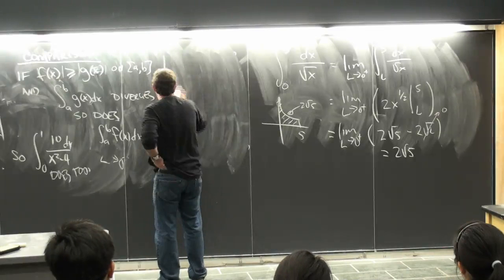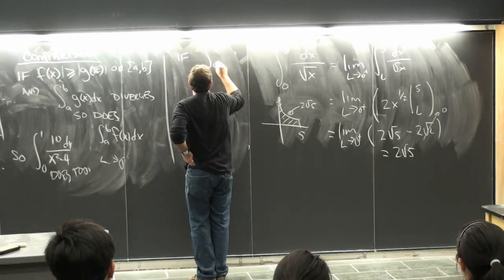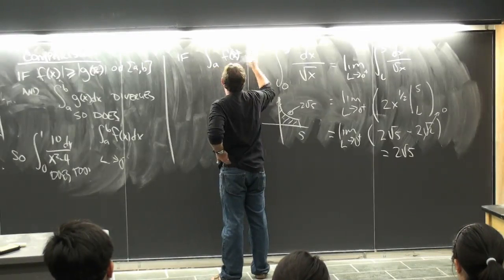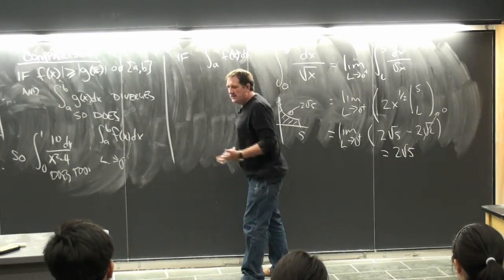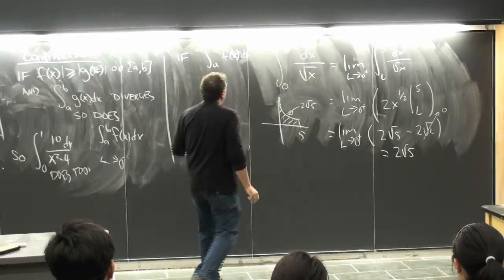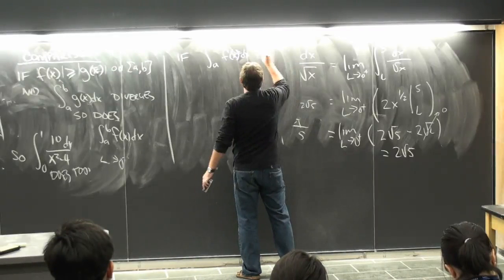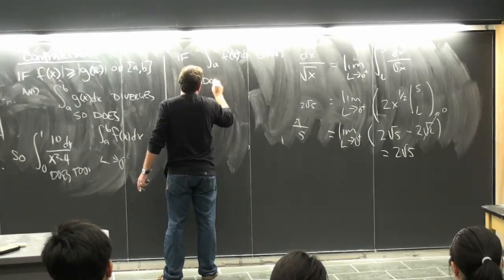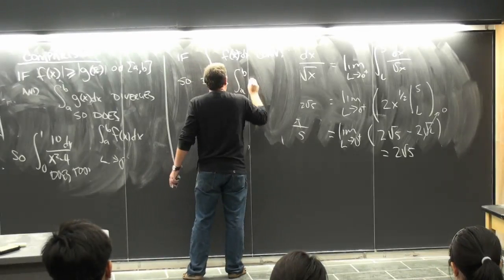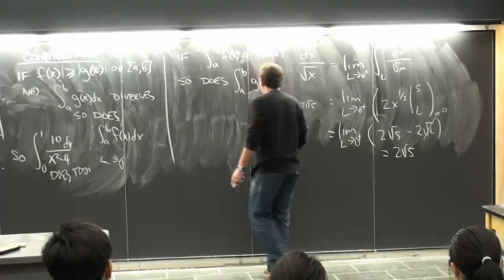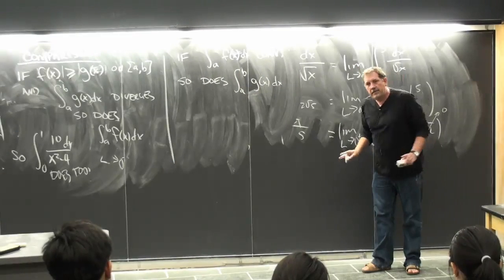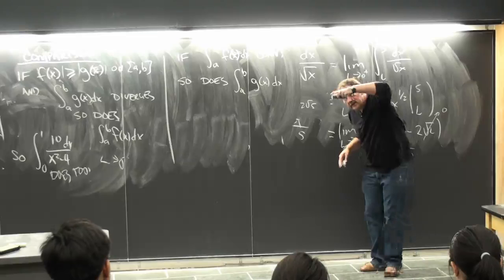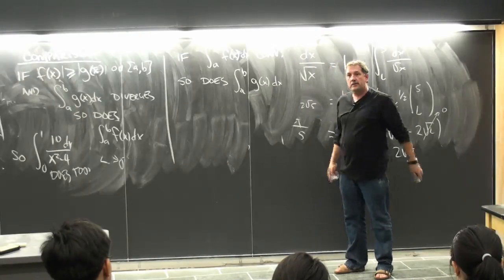And then there's the other half. If, and b could be, any of these could be infinity. And if the integral of f converges, so it's some number, so does g. So if something is going to infinity and you're sitting on top of it, you go to infinity too. If something stays at a given height and you're underneath it, you don't get any taller.